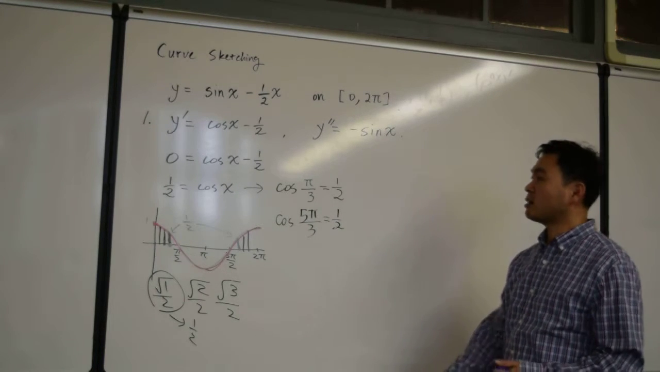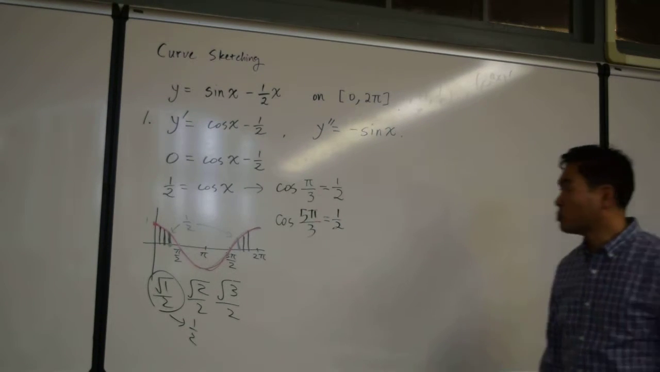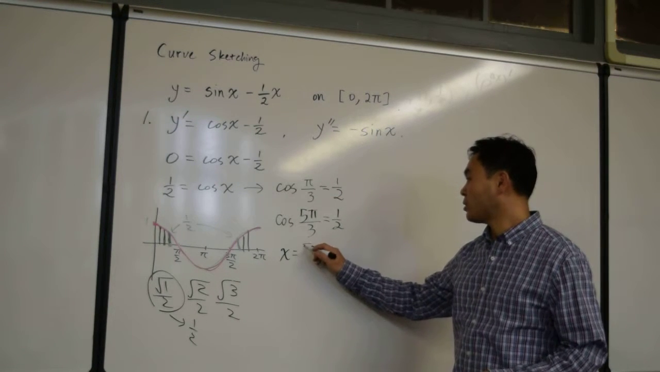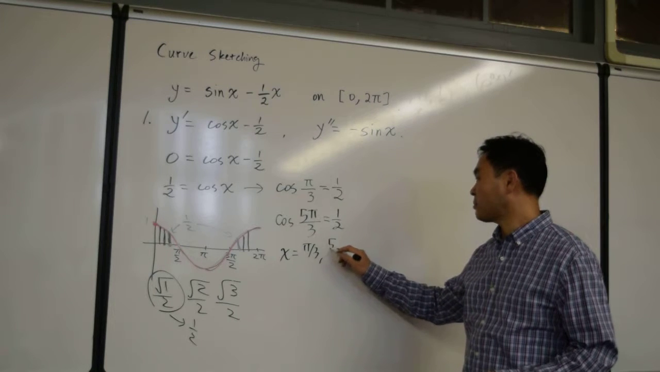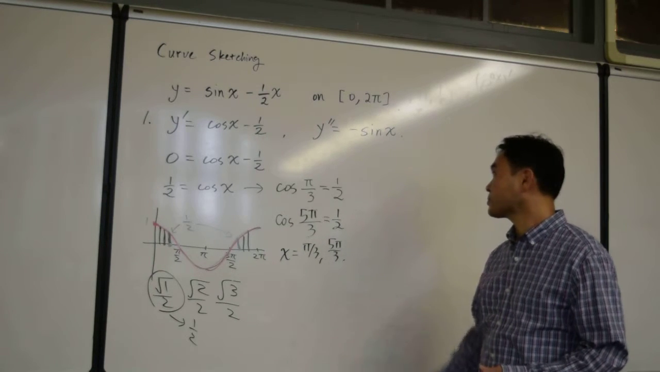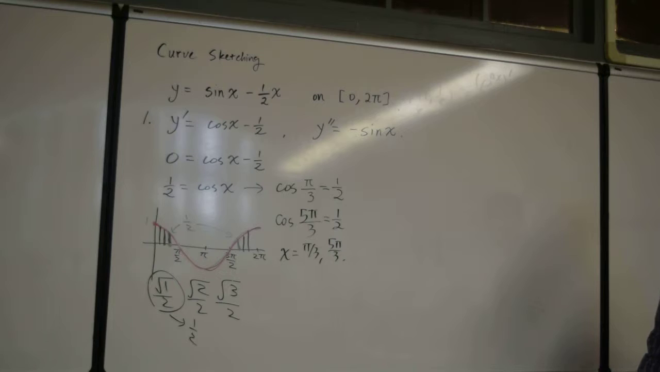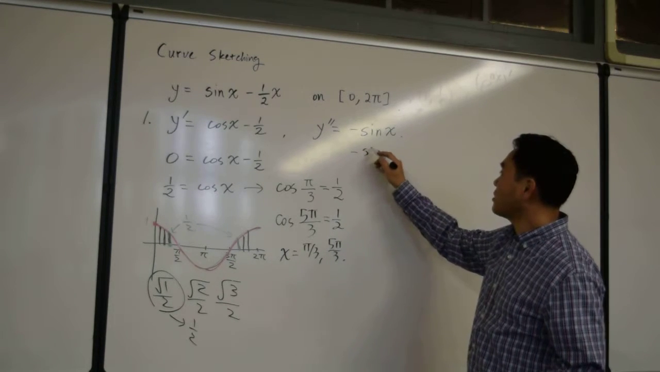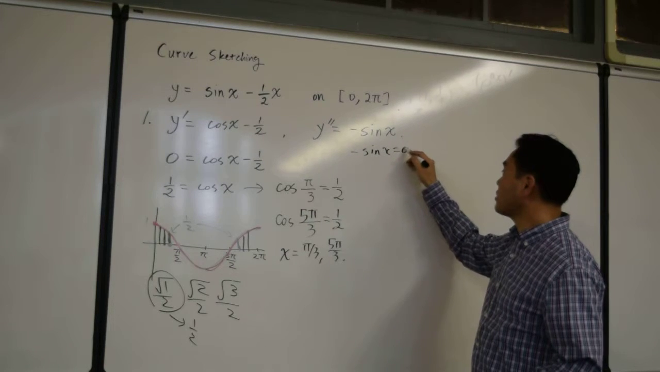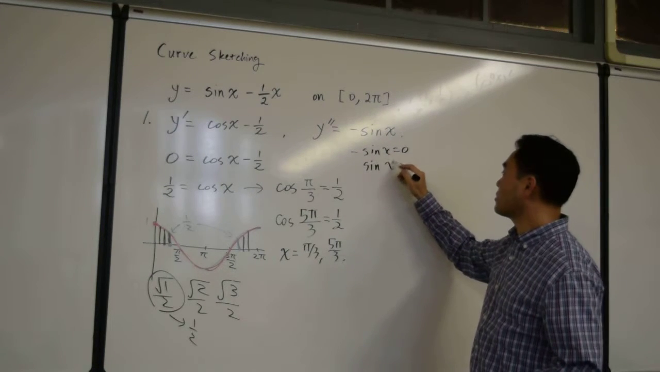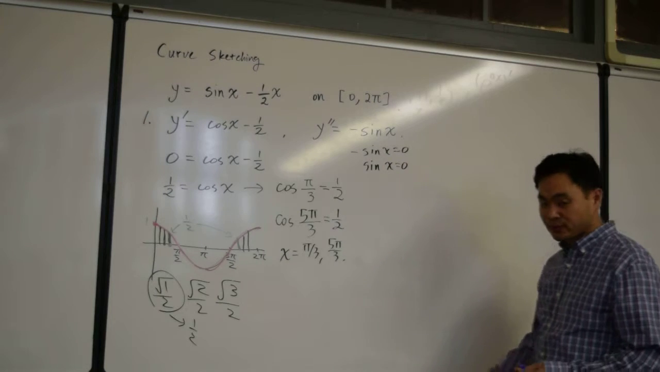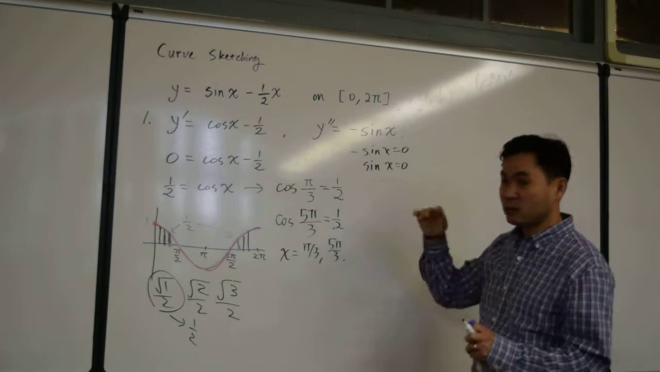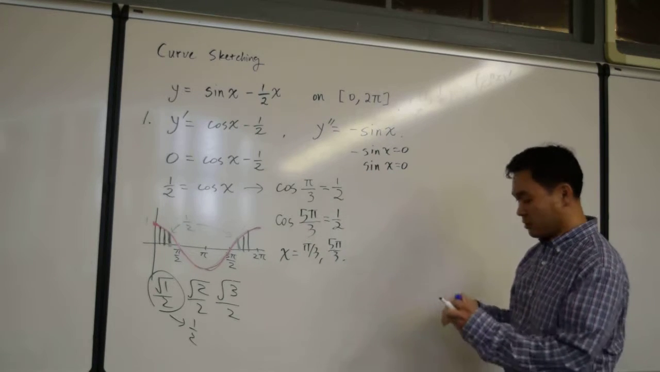So we know that y prime will be equal to 0 at x equals pi over 3 and 5 pi over 3. Okay. Now for y double prime, we're looking for the case where negative sine x is equal to 0. That means we're looking for the place where sine x is equal to 0. Excluding the endpoints, by the way. We want to know the signs inside.